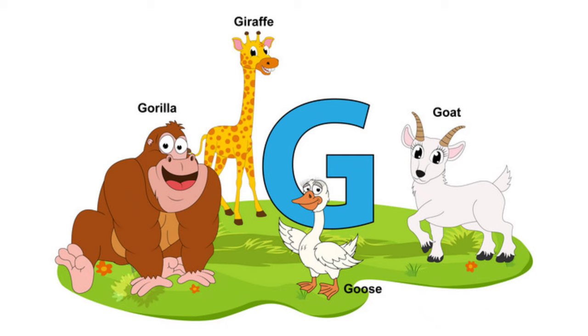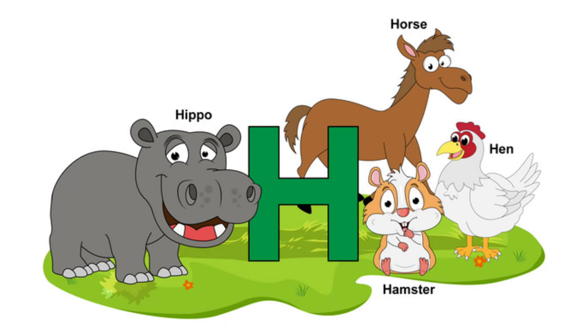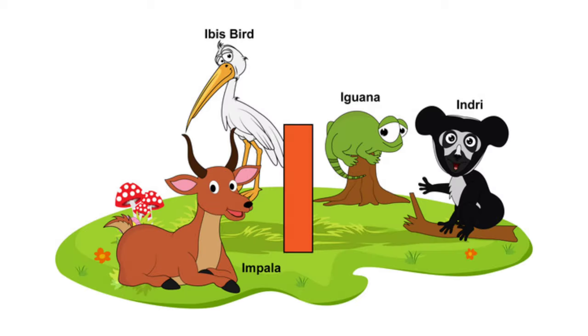G for giraffe, G for gorilla, G for goose, G for goat. H for horse, H for hen, H for hamster, H for hippo. I for ibis bird, I for impala, I for iguana, I for Indira.